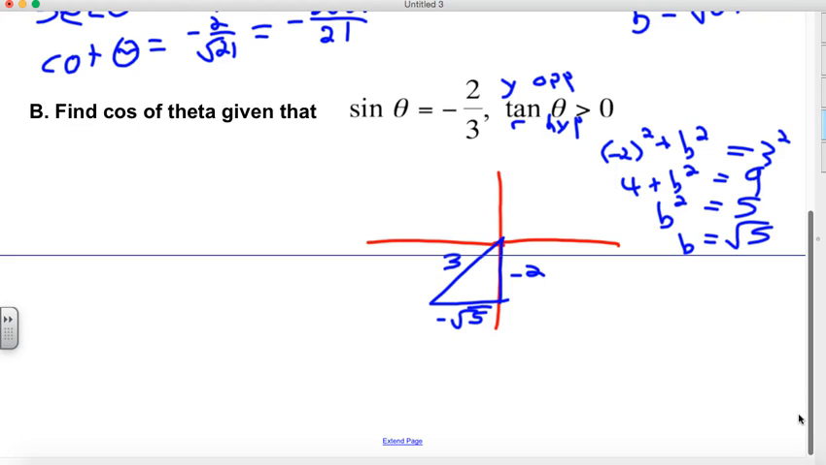Because you remember how you take a square root and it's always plus or minus? So this is really plus or minus square root of 5. That's how I know whether to use plus square root of 5 or negative square root of 5, based off what quadrant it goes into. So I'm going to use negative square root of 5 for cosine.